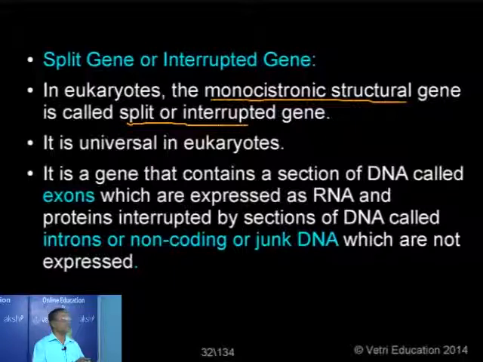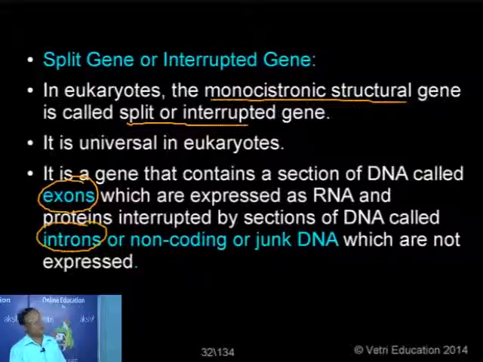A split gene is actually universal in the case of eukaryotes. What's the meaning of that? It is a gene that contains segments of DNA called exons. These are all the coding sequences, you'll see later, which can be expressed as RNA and then protein. The exons are normally interrupted by sections of DNA called introns, and they are non-coding sequences of DNA.